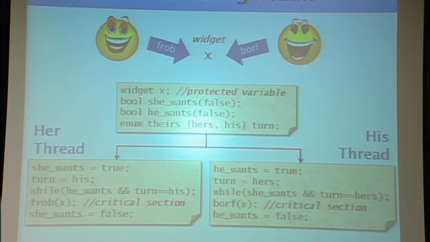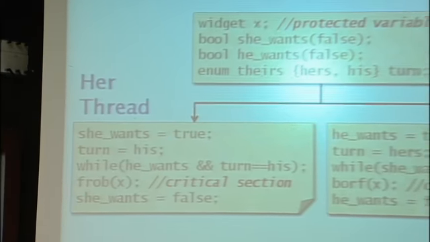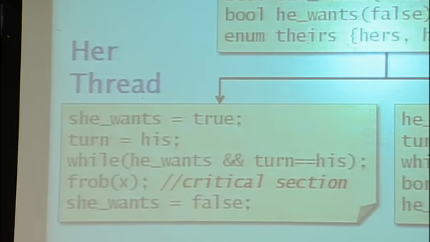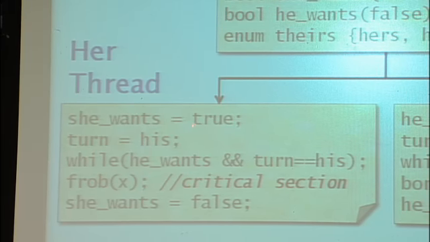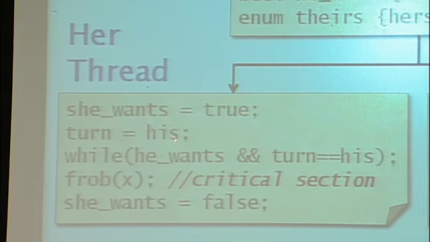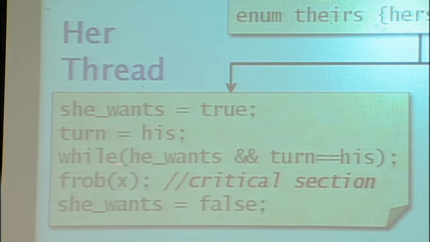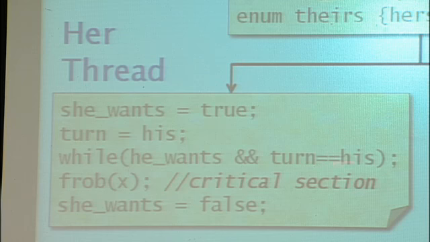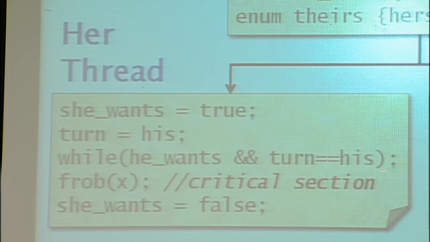If they don't have a conflict, then one of them is going to be able to go. So here's what she basically does. She initially sets that she wants to operate on the widget, okay? And then what she does is she sets the turn to be his, okay?